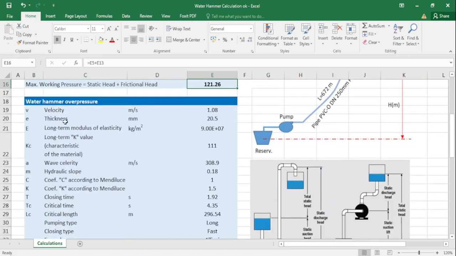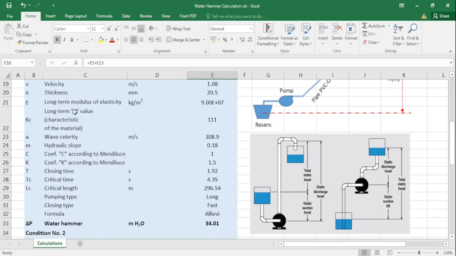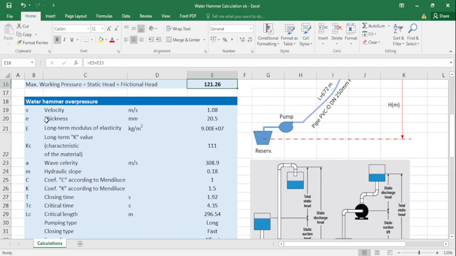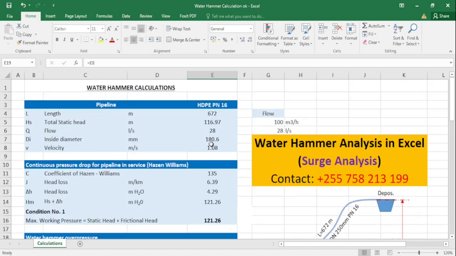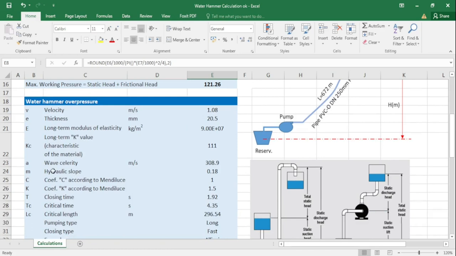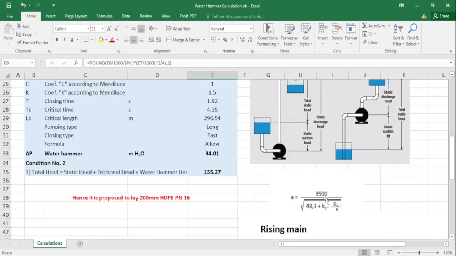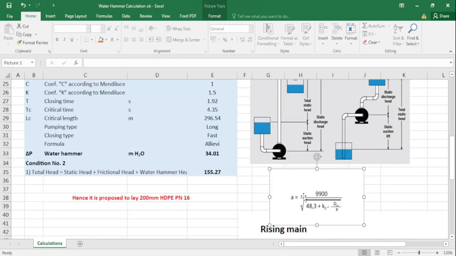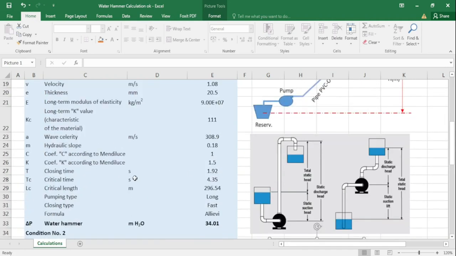Now when it comes to water hammer, you should have the velocity, like the above one here, this one. Then we should have the thickness E in millimeters, which is this one, 20.5. Again, the long-term modulus of elasticity, which is this one. Then the K value, then wave celerity or wave speed. I hope you know how to compute the wave celerity, or wave speed, using this equation. I hope you know this, okay, that is good.